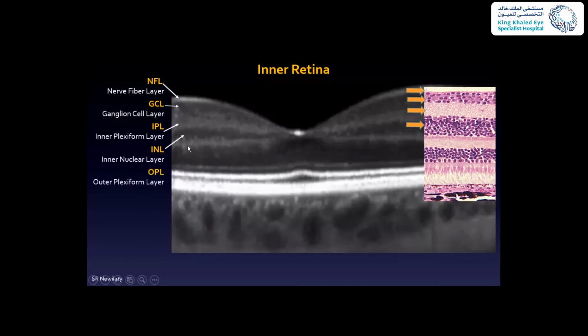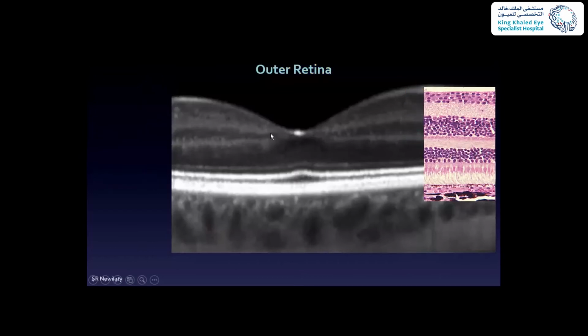And then you've got the outer plexiform layer, again, plexiform, therefore hyper-reflective, right there, okay? And here is the outer plexiform layer. And if you notice here, the outer plexiform layer has two layers, in fact. It has this layer, which is a true plexiform layer, and then it has this layer, which is only the axons of the photoreceptors, okay?